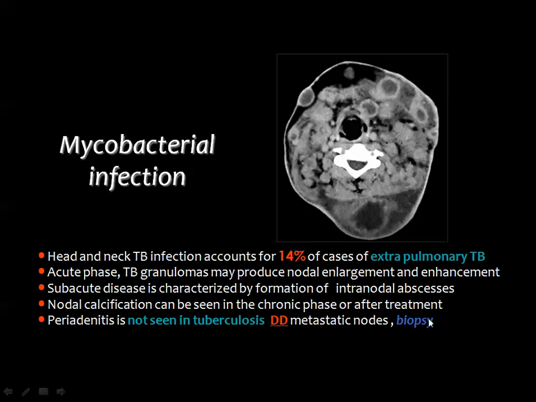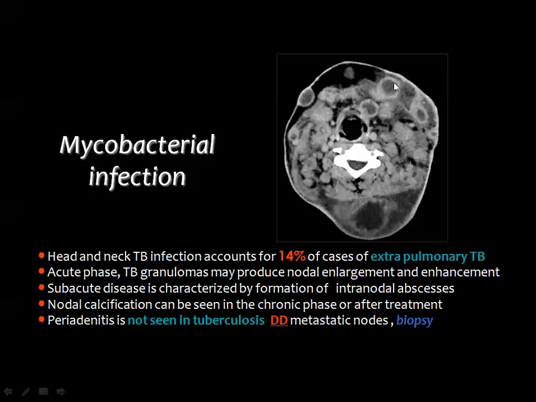And then TB lymphadenitis, especially in the neck, represents about 14% of extrapulmonary tuberculosis. In the acute phase, the nodes will show homogeneous enhancement. In the subacute phase, the nodes will show central breakdown.